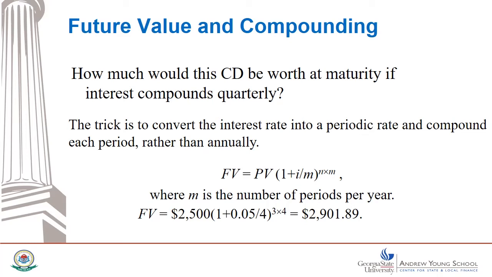Recall that with the annual compounding, you would have $2,894.06 at the end. With quarterly compounding, you would have $2,901.89 at the end of 3 years. This comparison confirms that the more compounding periods per year, the more interest you would have at the end.